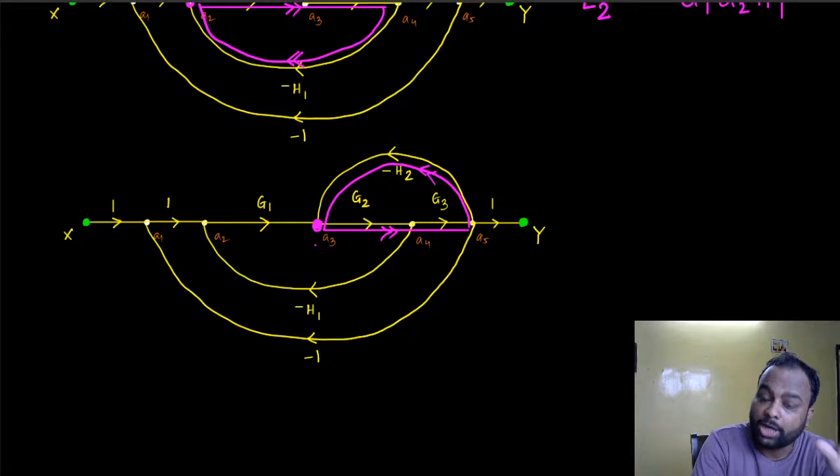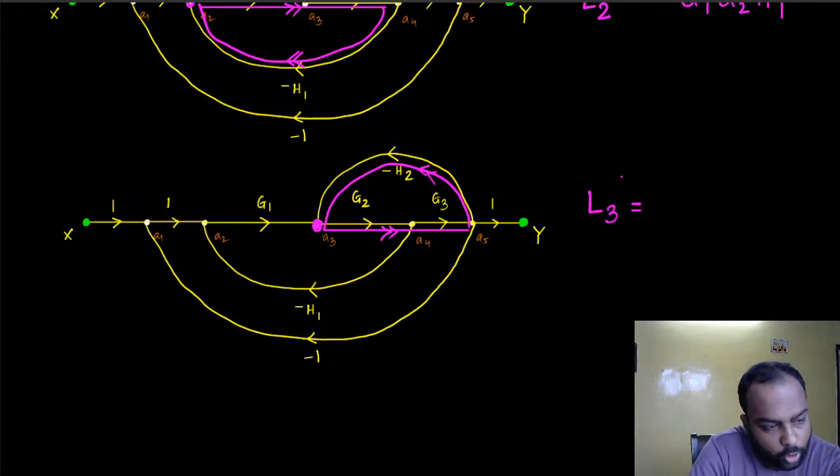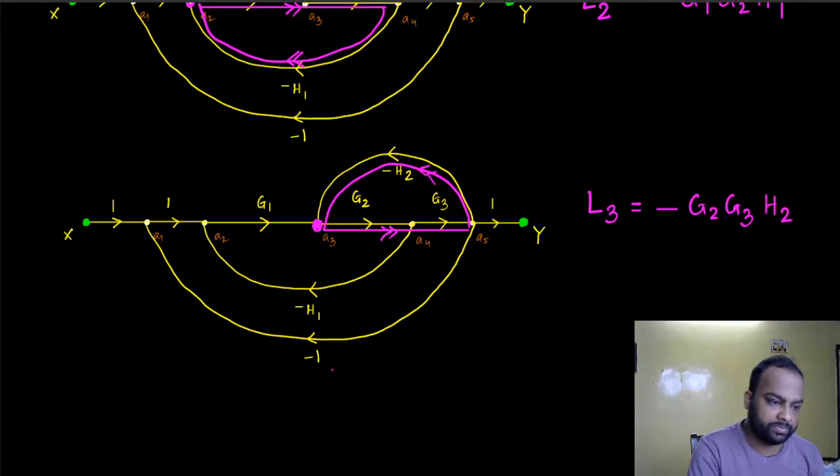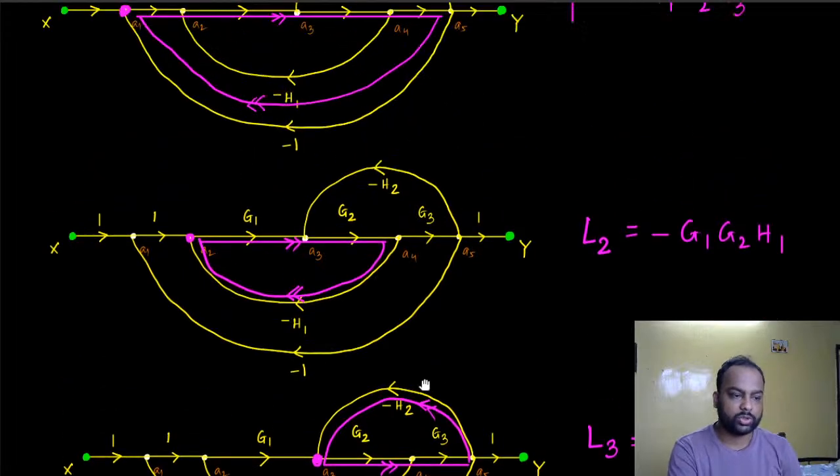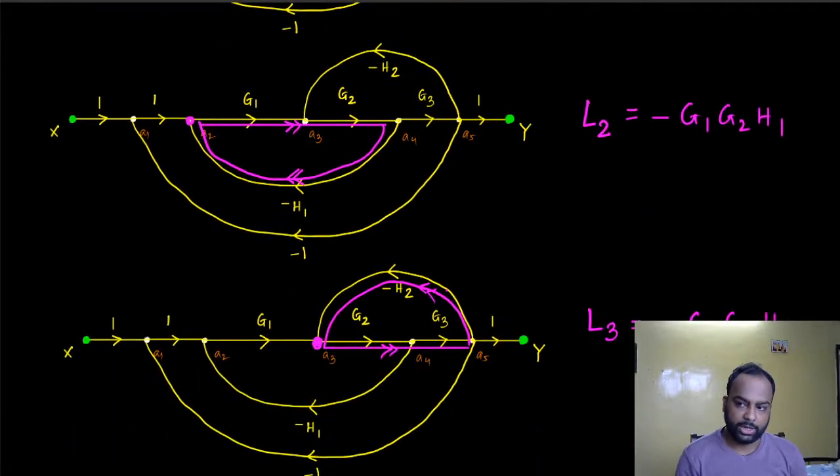Again, the order in which you figure out these things does not matter. Your loop 1 could be my loop 3. Here, loop 3 starts from this one, sees a gain of G2 and then a gain of G3 and a gain of minus H2. So essentially I have minus G2, G3, H2. So these are the loops, 3 loops.